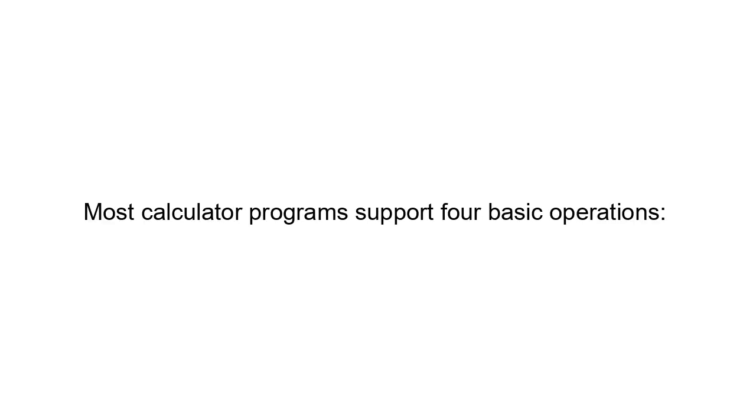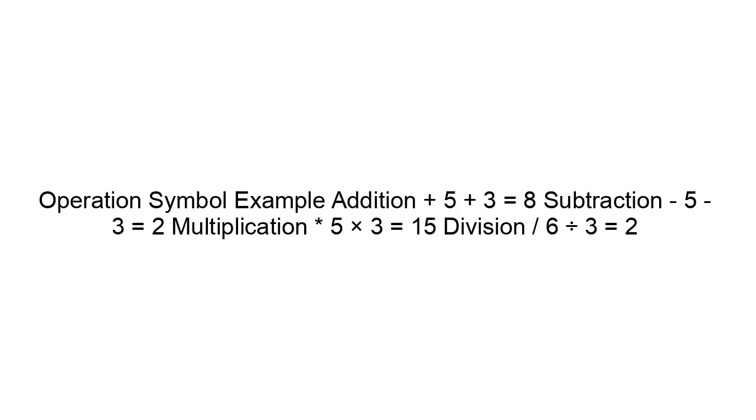Basic arithmetic operations. Most calculator programs support 4 basic operations. Operation, symbol, example. Addition, plus: 5 plus 3 equals 8. Subtraction: 5 minus 3 equals 2. Multiplication, asterisk: 5 times 3 equals 15. Division: 6 divided by 3 equals 2. These operations form the foundation of many calculator applications.